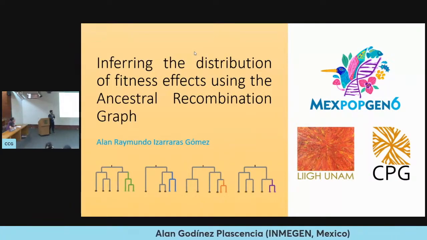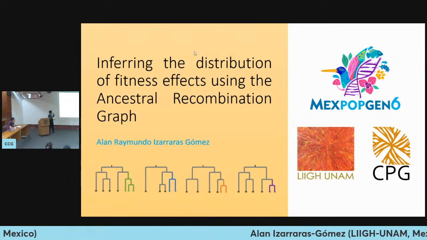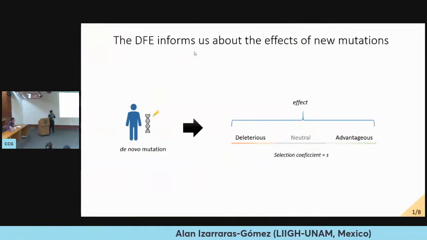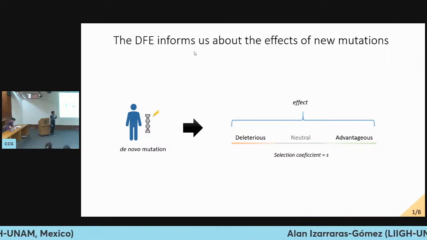Yeah, so I'll be presenting part of my PhD project titled Inferring the Distribution of Fitness Effects Using the Ancestral Recombination Graph. So first of all, what is the DFE, or the distribution of fitness effects? It is a statistic, a continuous distribution that quantifies the effects of a new mutation.